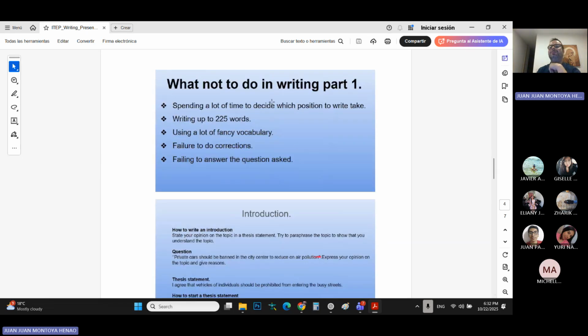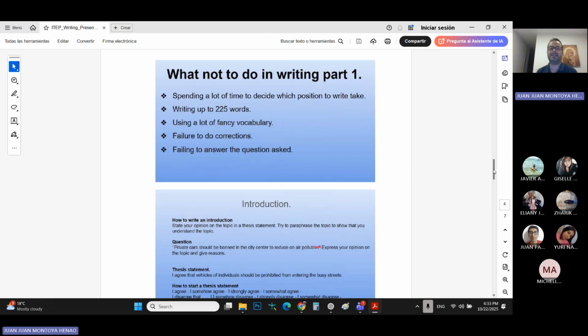What not to do in writing part 1. Spending a lot of time deciding which position to take, writing up to 225 words, which is too much, right? Using a lot of fancy vocabulary. They don't expect you to do that. Failure to do corrections and failing to answer the question asked. So you have to be focused on what they are asking you to write.